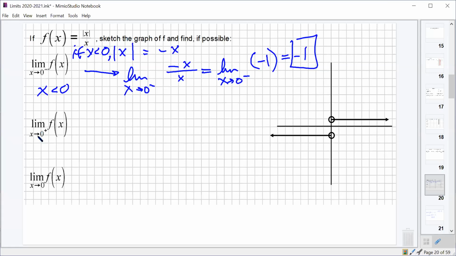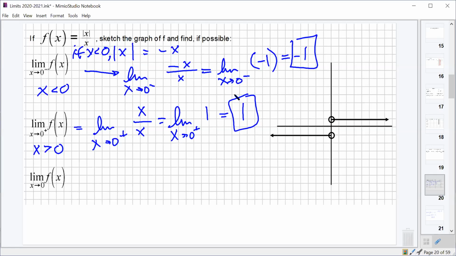So what about when we approach 0 from the right? That means that all of my x values are positive. They're all greater than 0. And when I take the absolute value of something that's positive, I get just that thing that I started with. So this limit, the limit as x approaches 0 from the right, absolute value of x over x just becomes x over x, which is just 1.